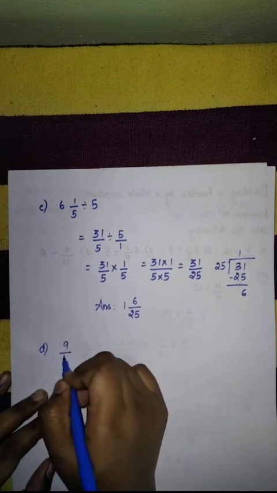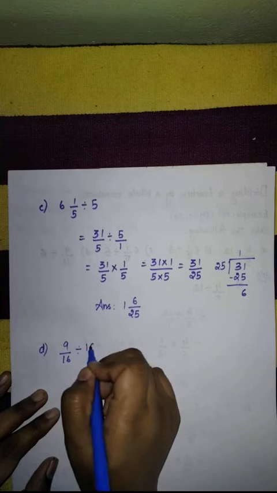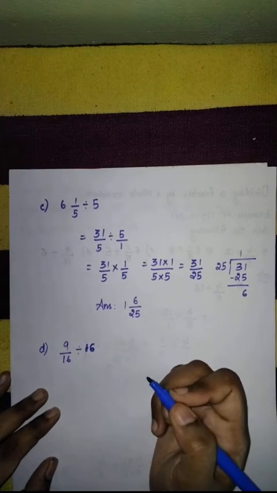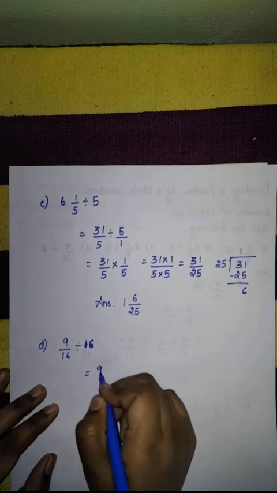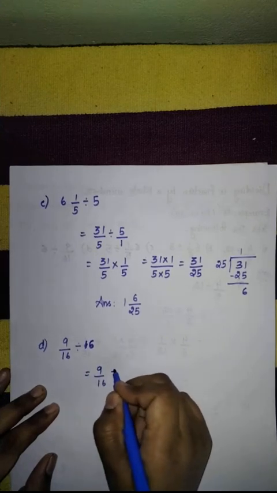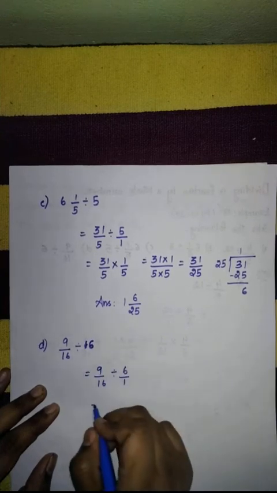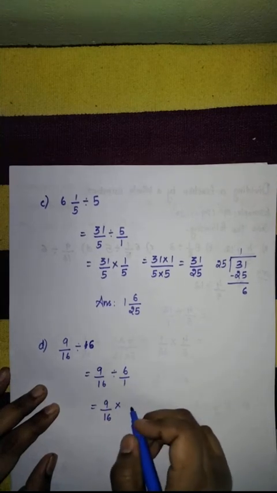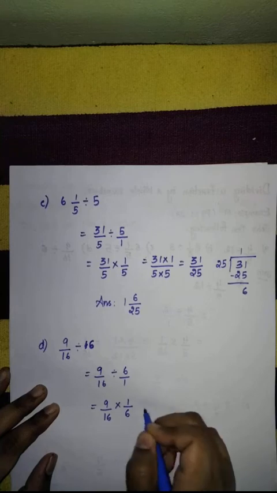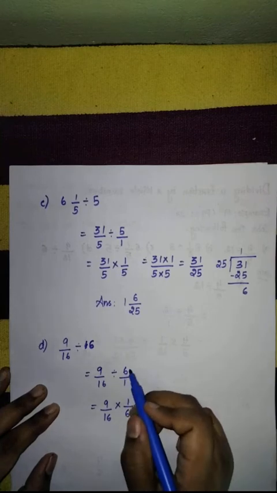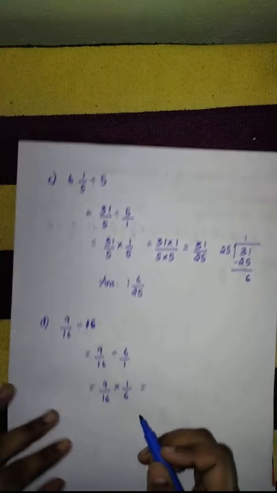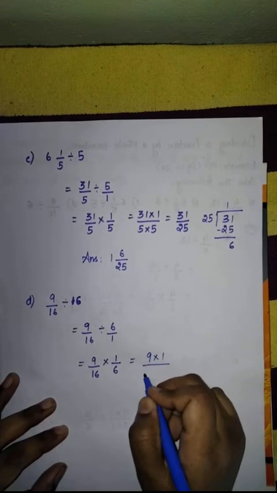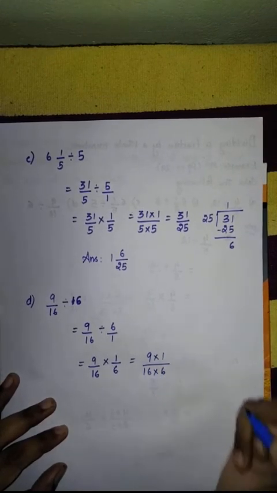9/16 divided by 6. Okay, so 9/16 divided by 6/1. This division symbol changes into a multiplication symbol. Take the reciprocal of 6/1, it is 1/6. So 9 into 1 divided by 16 into 6.